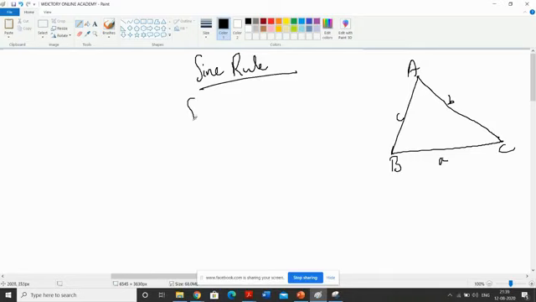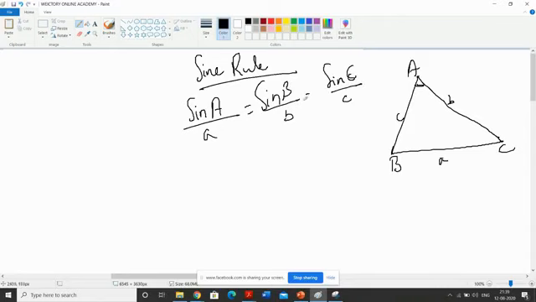Then the rule is: sine of the angle divided by the opposite side. Sine a over a is equal to sine b over b is equal to sine c over c. These are always equal for a triangle. No matter how the triangle is, whether it's an acute angle triangle, obtuse angle triangle, or right angle triangle, it always works. So this is the sine rule.